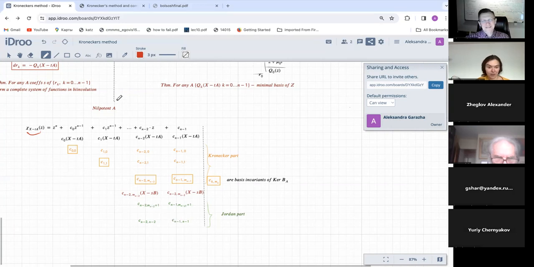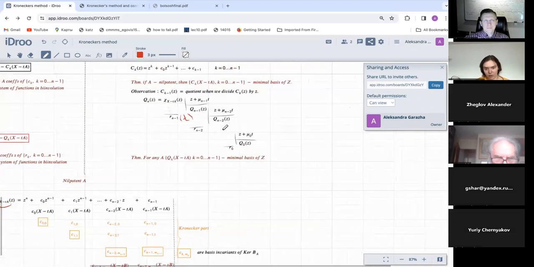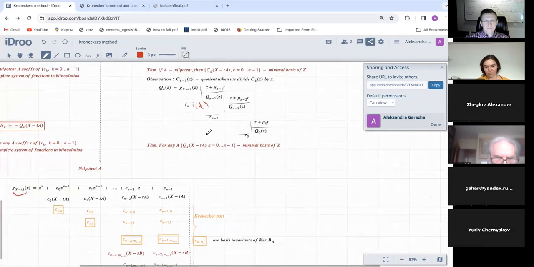And in the case of any element A, the thing is very similar. Just it will not be the characteristic polynomial and its coefficients, it will be these remainders. Oh sorry, not quotients, but remainders. Thank you so much. Do you have some questions?